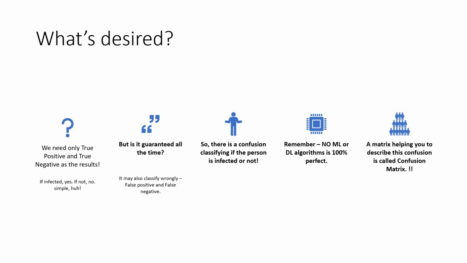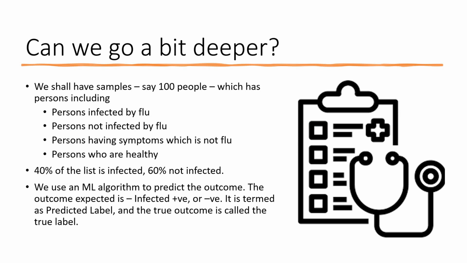So a matrix helping you to describe the confusion prevailing over classification, whatever we have discussed, can be referred to simply as confusion matrix. That's all. A matrix helping you to describe this confusion, whatever we have been facing in this scenario, is called confusion matrix. Very nice. Now, we will take an example.